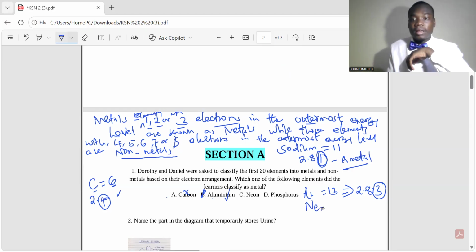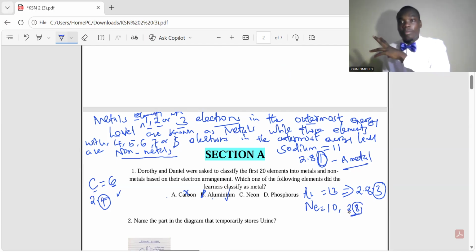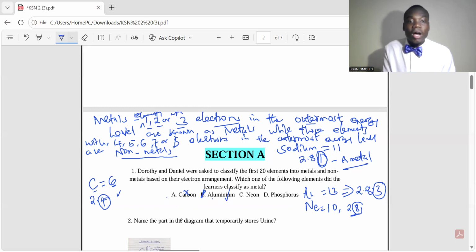Neon is number 10 in the periodic table. The electron arrangement for neon is 2, 8. 2 plus 8 is 10. So there are 8 electrons in the outermost energy level. Remember, outermost is outwards, innermost is inward. When you have the diagram of an atom this way with the nucleus here, the first energy level is the innermost and this is the outermost.